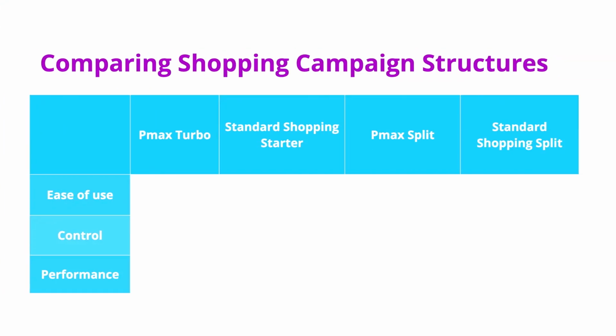Comparing campaign structures. When setting up shopping campaigns, you need to find the right balance between the ease of management and potential performance. Let's compare the options we've discussed. Performance Max structures, both single and split setups, are the easiest types to set up and manage. They work best when your account gets at least 50 sales per month. While they're easier to manage, they don't give you as much control as standard shopping campaigns. Still, they can deliver very good results.